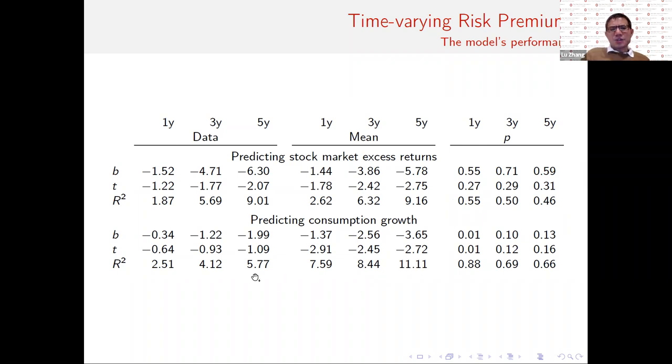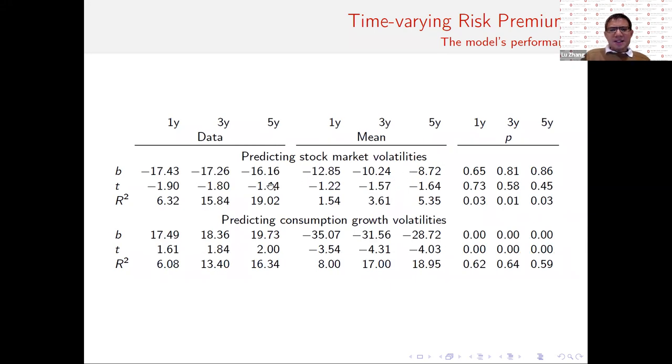So R square is 5.8% at the 5-year horizon in the data, in the model we have 11.1%, okay? So although our slopes are more significant, look at the p-values other than the first year. All the other p-values are insignificant. So we say this is mostly fine, I think.